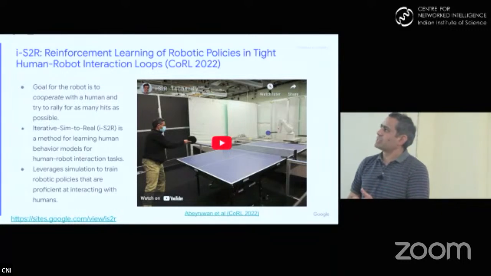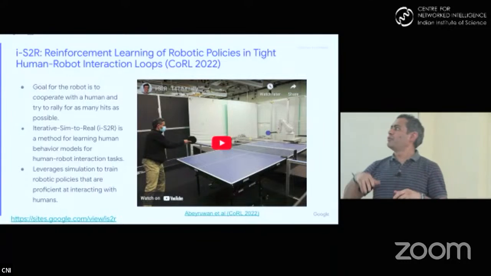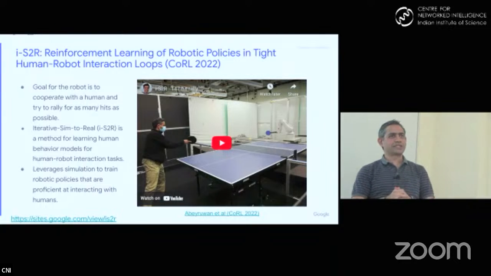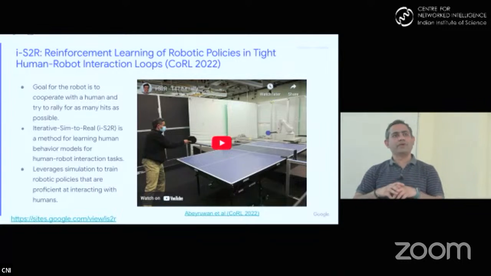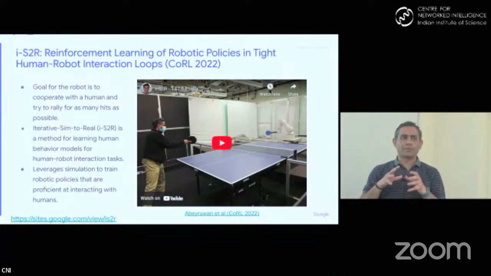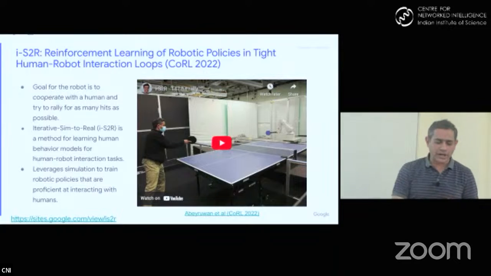So in this case, what we did was an iterative algorithm. We start with a small human distribution. We put that on the real robot, and in the beginning, it doesn't play that well. It just hits one or two rallies. But then we take that data and we expand the human ball distribution, and we iterate like 3-4 times. And at that point, the human ball distribution covers the overall ball distribution and it's able to play long rallies.